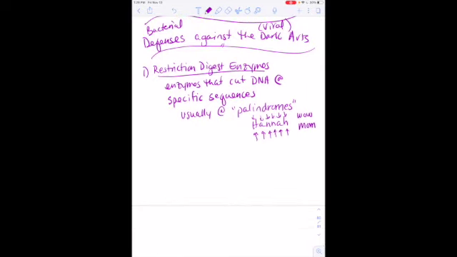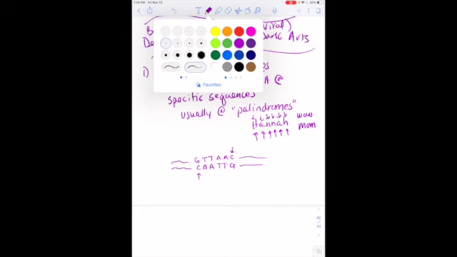So for example, let's say we have the sequence double-stranded DNA here, C-A-A-T-T-G. This is actually a palindrome because this strand over here is going to be the same as this strand over here, C-A-A-T-T-G. This is a palindrome here. And restriction digests will often cut at a palindrome like so.